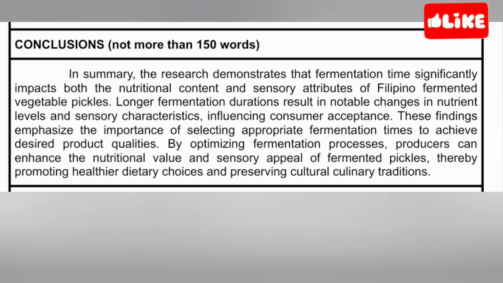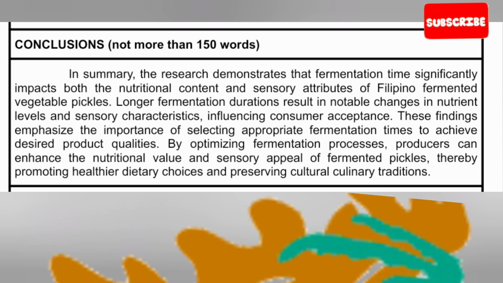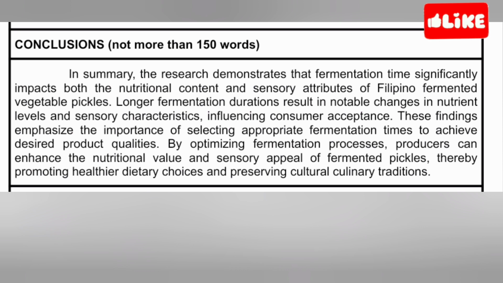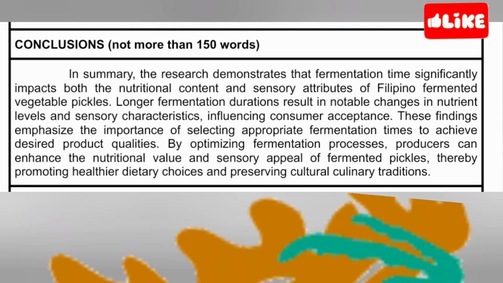Begin by summarizing the key findings and insights obtained from our research. Highlight the main outcomes and implications of our study in a concise manner. Discuss the broader significance of our findings, emphasizing their relevance to consumers, food producers, policymakers, and researchers. Explain how our research contributes to addressing important issues in food production, nutrition, and public health. By summarizing our conclusions, we can effectively communicate the significance of our study and its implications for various stakeholders.